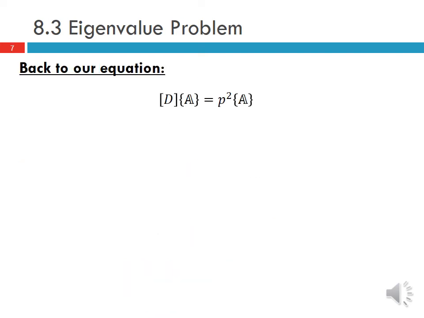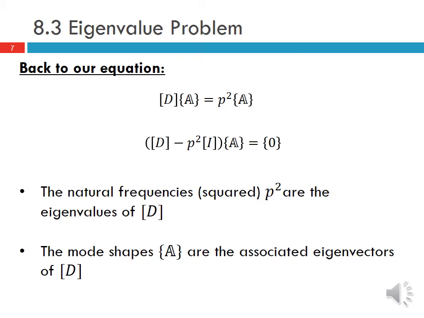So now let's go back to our equation. So we have DA is equal to p squared A. So we can see that this is in the same form as a standard eigenvalue problem, which we can write as D minus p squared I times A is equal to 0. So the natural frequencies squared, or p squared, are the eigenvalues of D, and the mode shapes A are the associated eigenvectors of D.